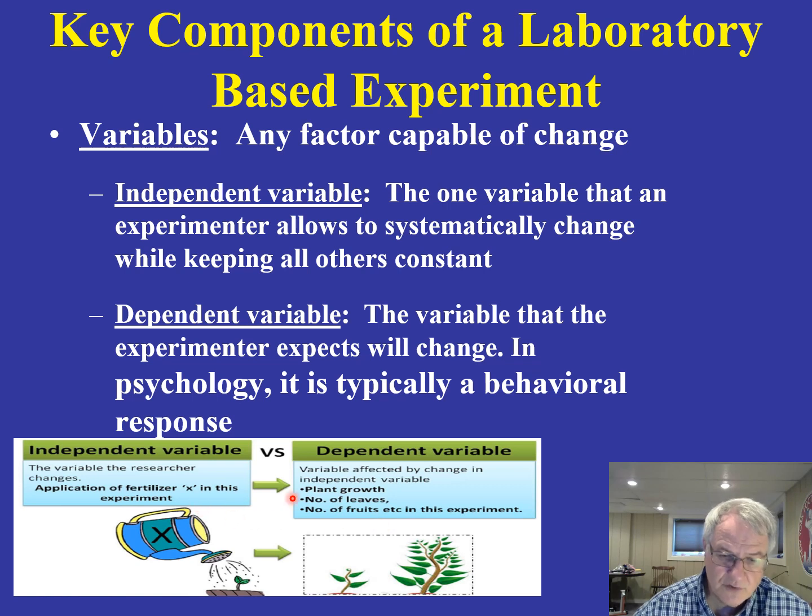So I tell students you really have to look at this as an if-then conditional statement. If I manipulate X, which in this case is presence or absence of fertilizer, then I'll observe an effect upon the dependent variable, which could be the plant growth, the number of leaves, the number of fruits, and so on. Right? So with that in mind, again, understanding this relationship, independent variable and dependent variable.